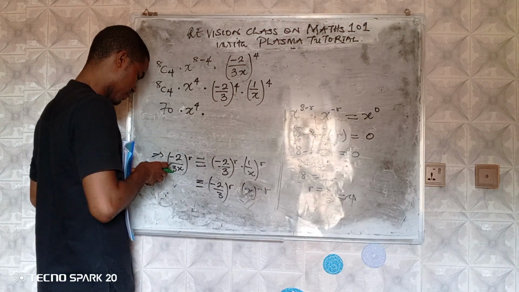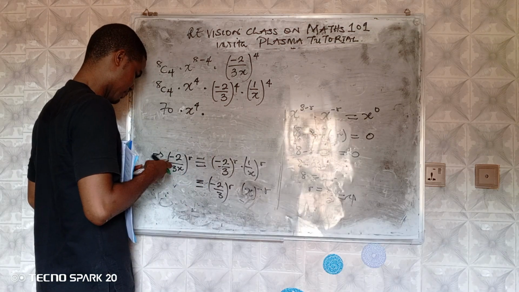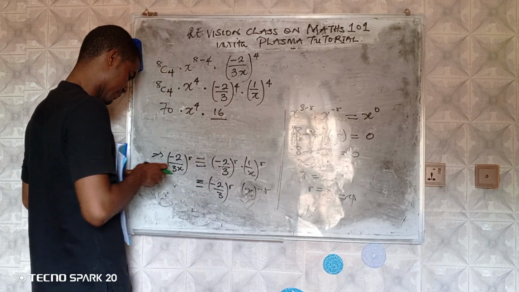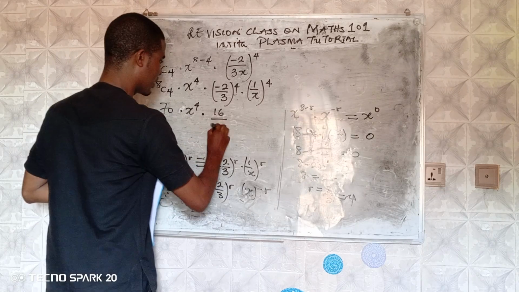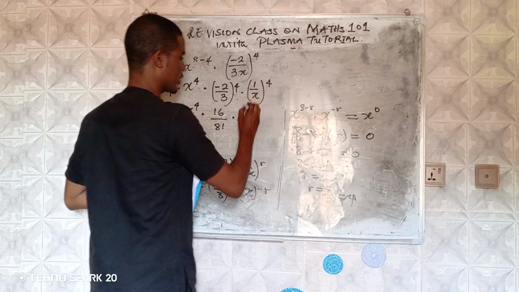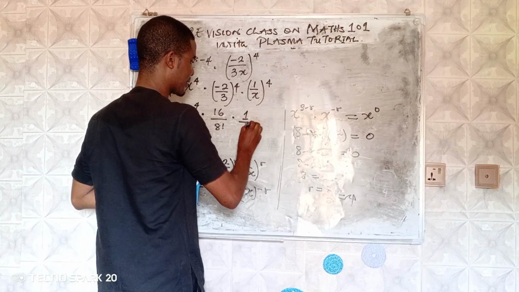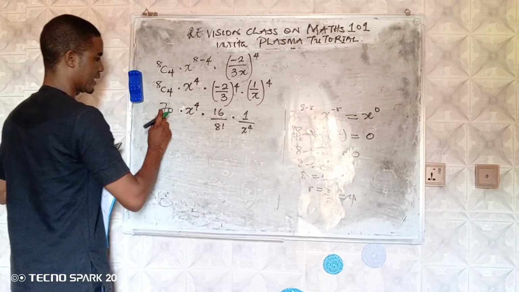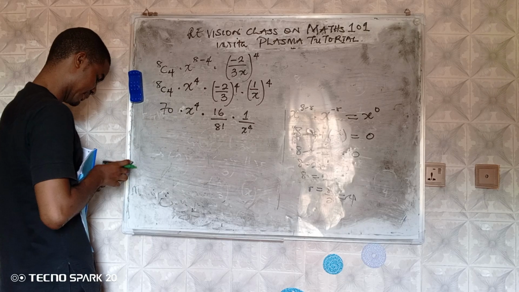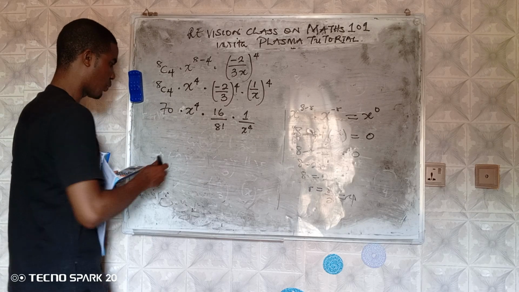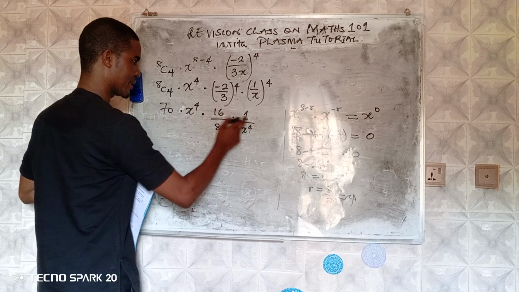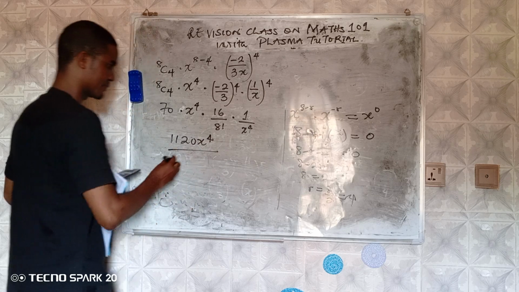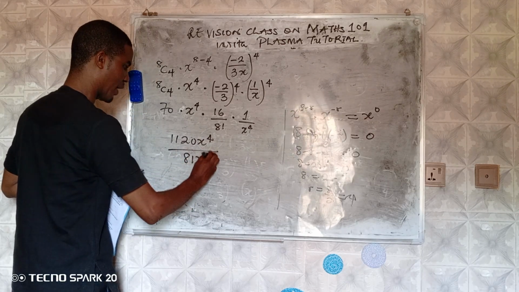2 raised to power 4 is 16. 3 raised to power 4 is 81 times 1 raised to power 4 is 1. Then x raised to power 4. Okay. So 70 times 16, 1120. This times this times this will give me 1120 x raised to power 4 over 81 x raised to power 4.